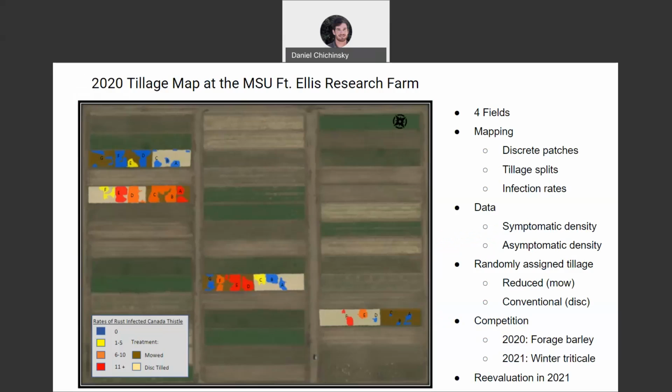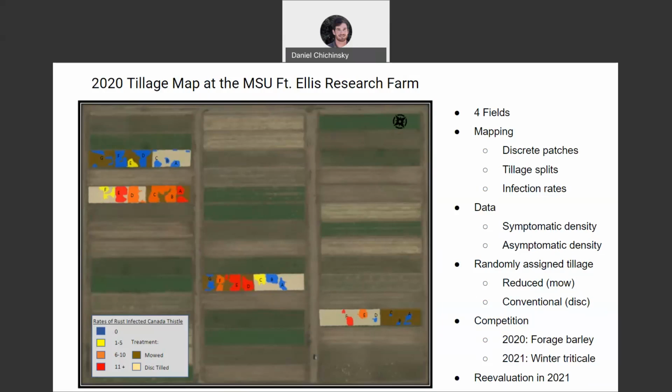Fields at the Fort Ellis Research Farm. We set up experiments in 4 different fields. We mapped discrete thistle patches within each field, and then we counted the amount of symptomatically infected thistle within each patch. We then color coordinated the patches based on the amount of infected thistle that we saw. We then randomly assigned tillage treatments to each field. This was either reduced till, which is a flail mow, or conventional till, which was disc cultivation.